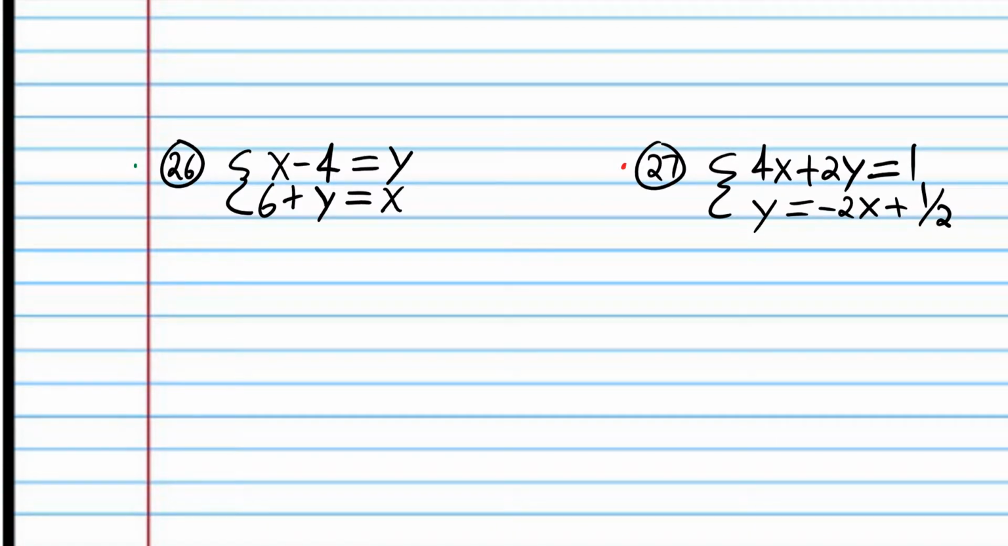But try 26 on your own. Don't wait for me to do it. And when you come back, we'll do it together. You're going to use substitution in this equation, and you're going to find that there's no solution. So try 26, and when you come back, we'll do it together.